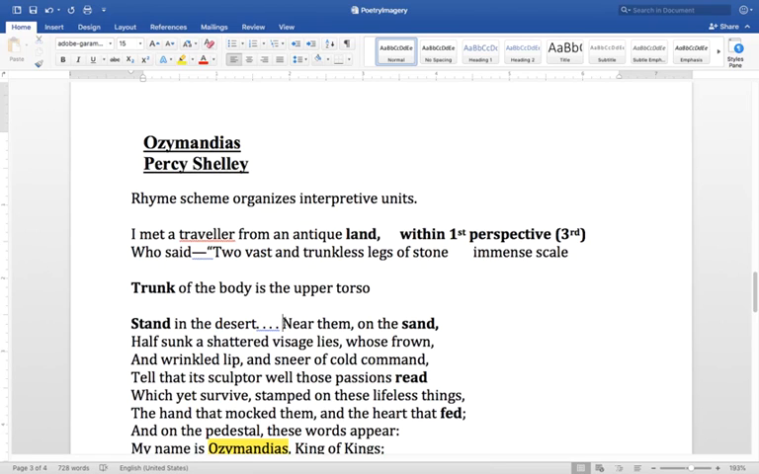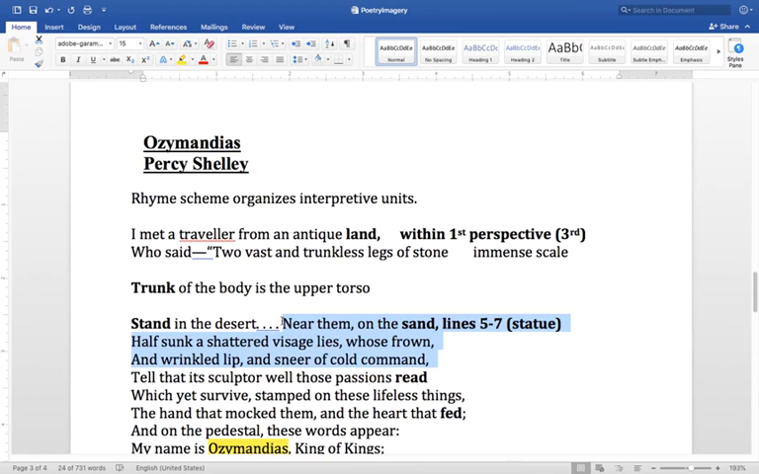Because after that, we get a further description. Near them on the sand, half sunk, a shattered visage lies, whose frown and wrinkled lip and sneer of cold command. Let's pause over here, right? Because after the comma, Shelley will start talking about the sculptor, right? But before we get to the sculptor, these three lines, lines 5 through 7, talk about the statue itself, right? So these lines, near them on the sand, half sunk, a shattered visage lies, whose frown and wrinkled lip and sneer of cold command. Just these lines tell us about the statue.